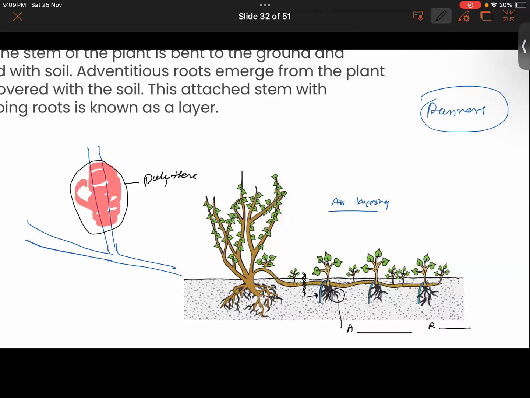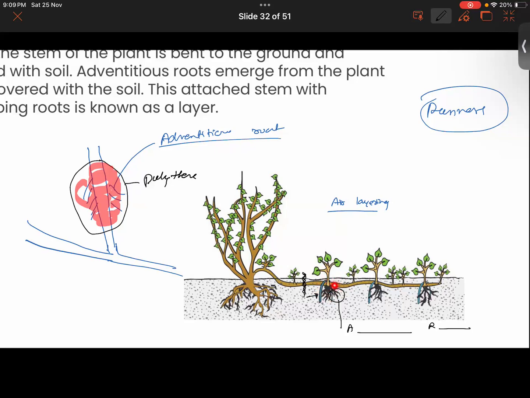Sometimes, what will happen? Adventitious roots will start growing from this part of the branch. So here we are doing the layering in air. In the process of layering, we covered a particular part of the branch with soil, and then roots start to develop from there. So here we are doing that in ground now, right?